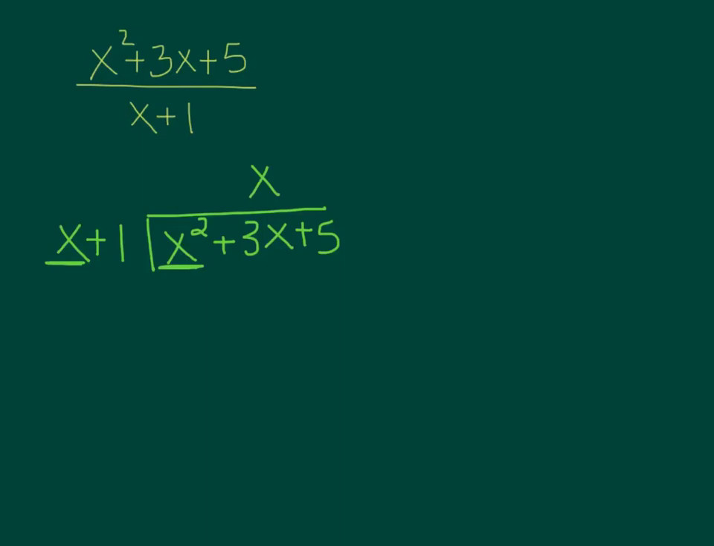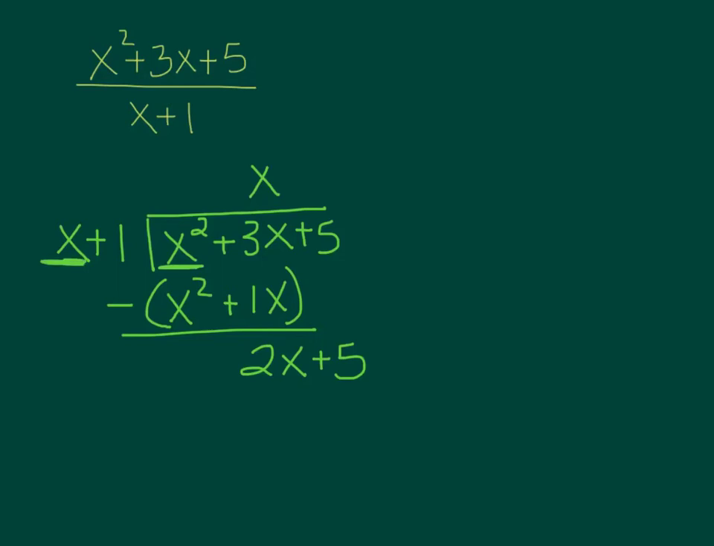And then I'm going to multiply. x times x is x squared. And x times plus 1 is plus 1x. And then group it and subtract it. x squared minus x squared is nothing. 3x minus 1x is 2x. And then we'll bring down the plus 5.